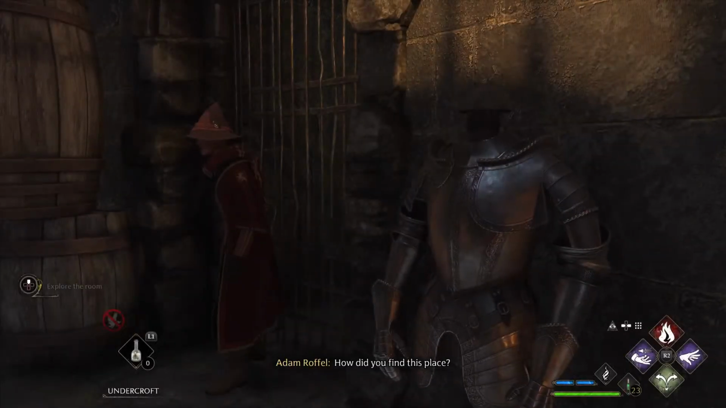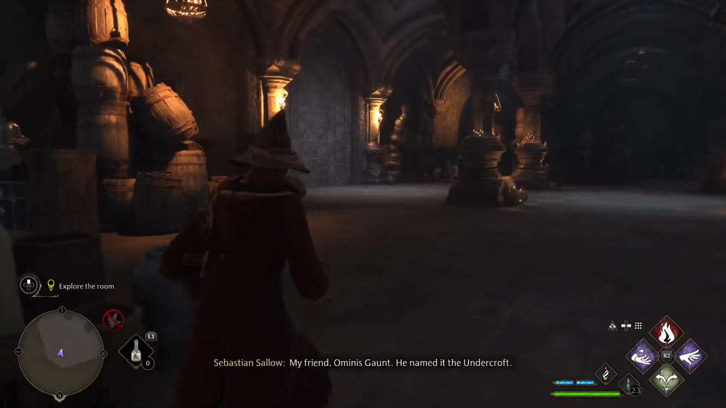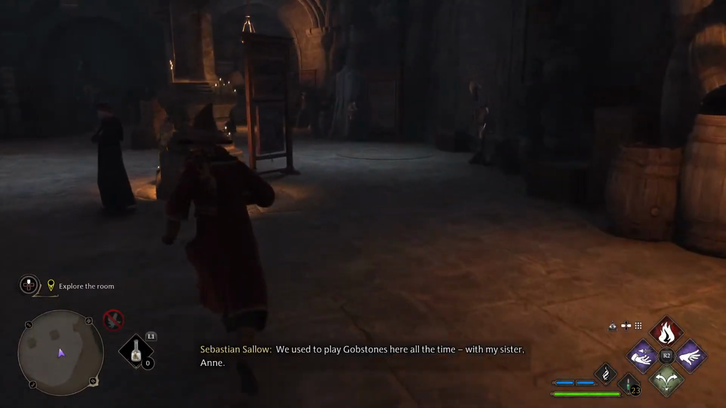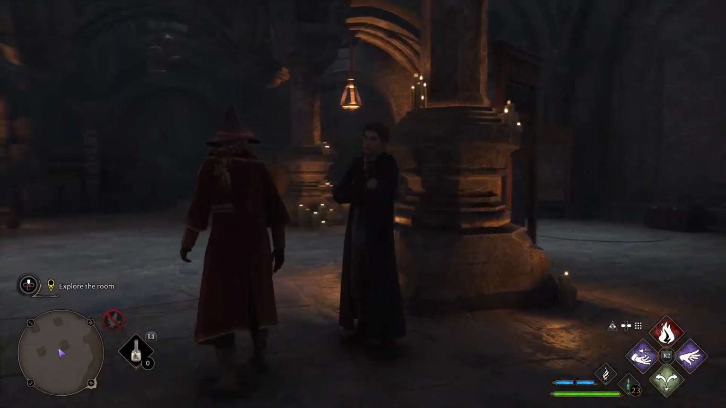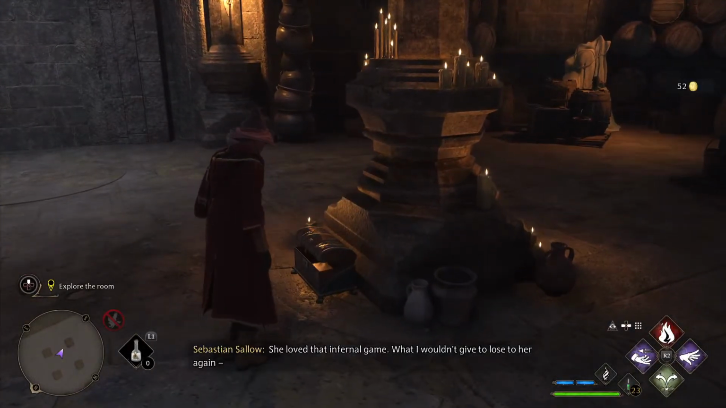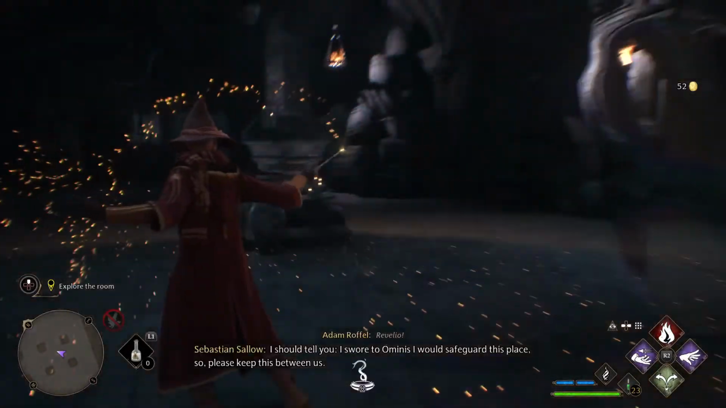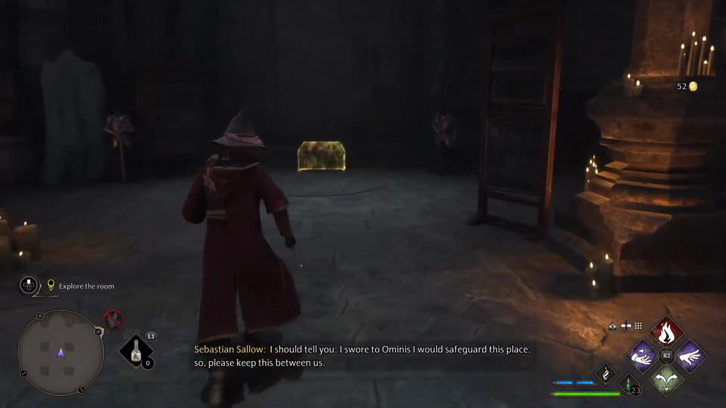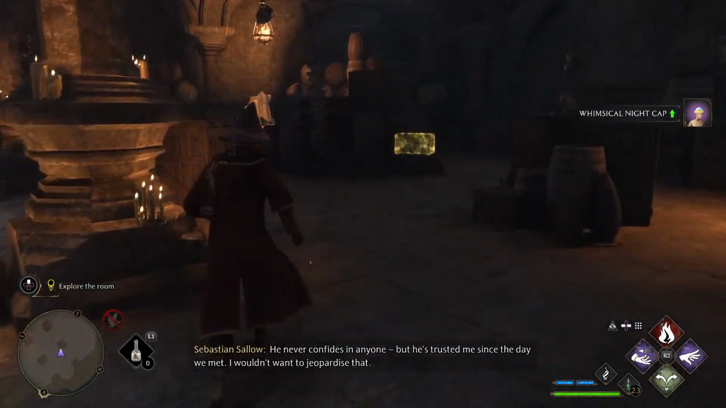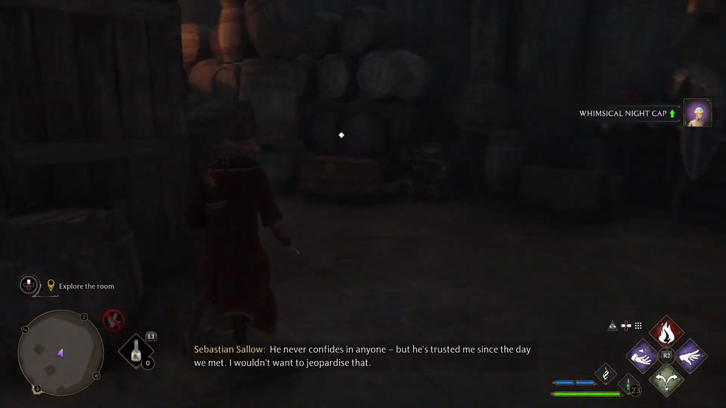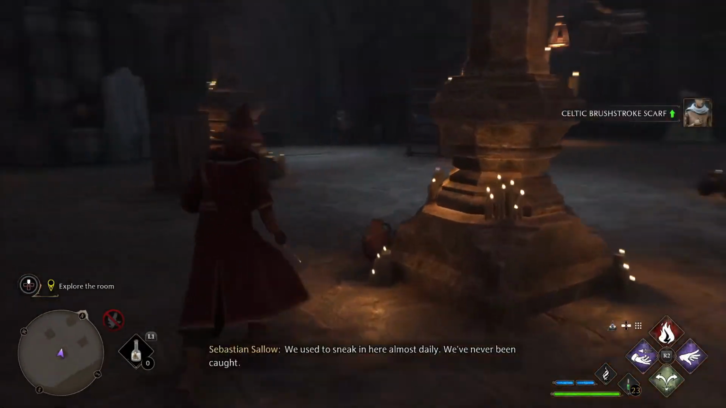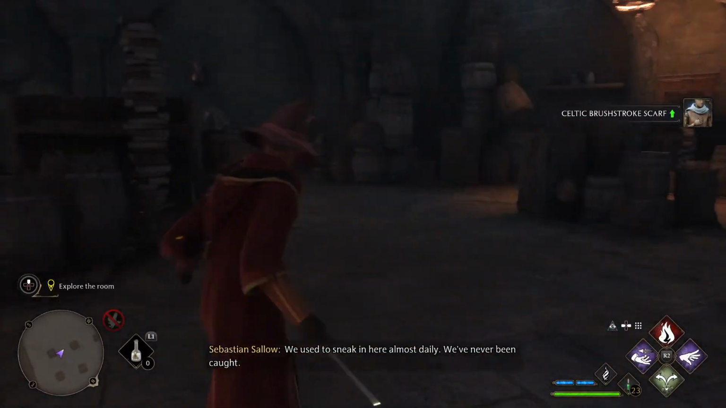How did you find this place? My friend, Ominous Gaunt. He named it the Undercroft. We used to play gobstones here all the time. With my sister, Anne. She loved that infernal game. What I wouldn't give to lose to her again. Revelio! I swore to Ominous I would safeguard this place. So please, keep this between us. He never confides in anyone. But he's trusted me since the day we met. I wouldn't want to jeopardize that. We used to sneak in here almost daily. We've never been caught.